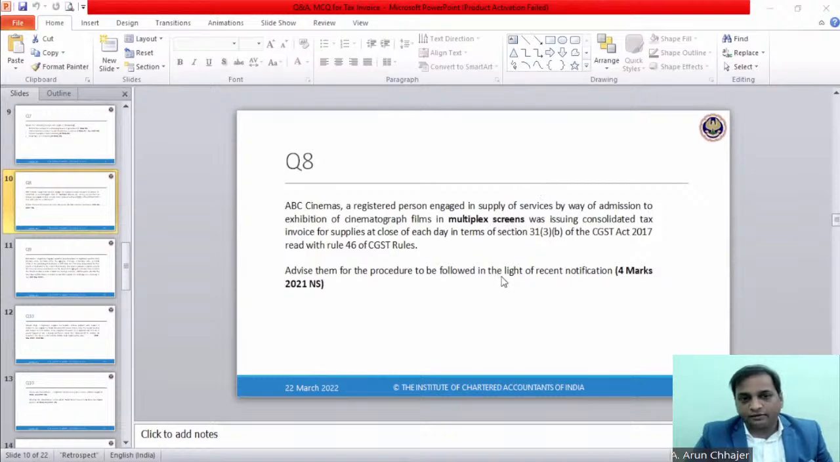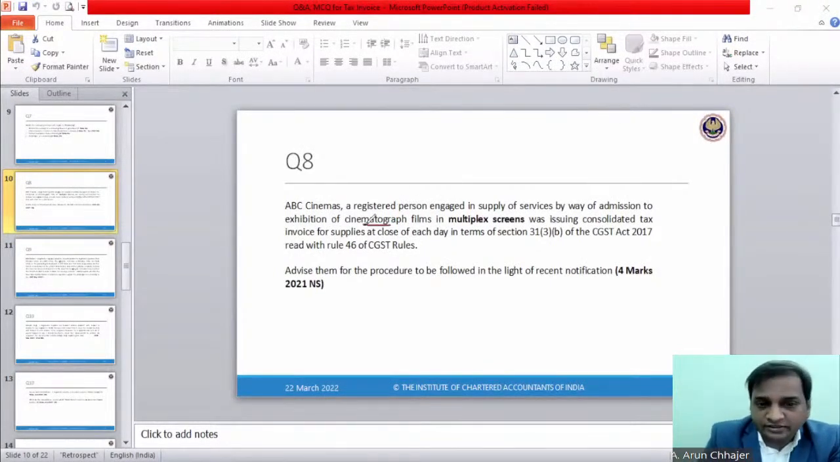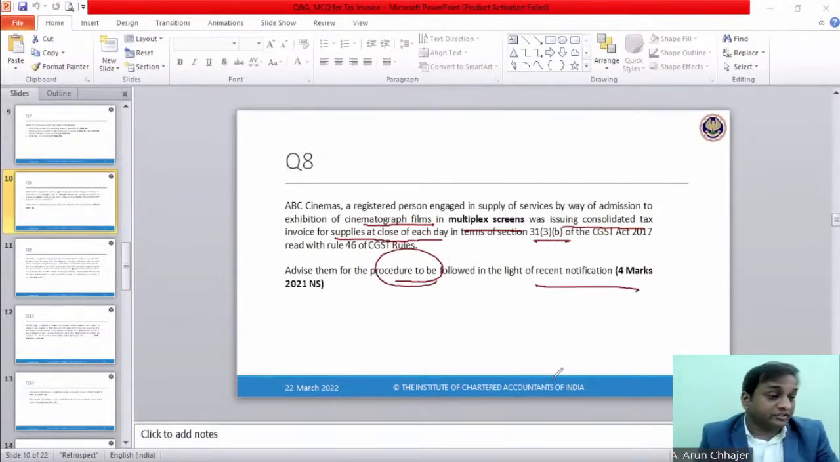ABC Cinema, a registered person engaged in the supply of service by way of admission to exhibition of cinematographic film in a multiplex screen, was issuing a consolidated invoice for supply at the close of each day in terms of 31(3)(b). Whether this procedure is correct or not. It is a 4 marks question. Let's see that.